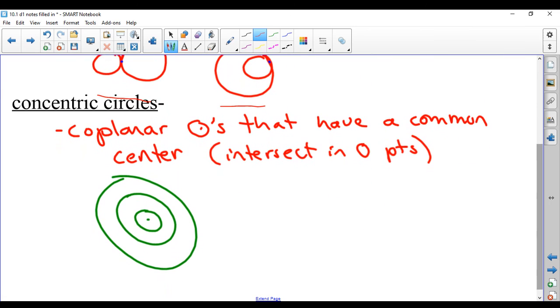And concentric circles, this is your bullseye. These are coplanar circles that have a common center. They will intersect in 0 points because they do not cross over each other at all, but they have the same center and a different radius. Again, think of a bullseye.